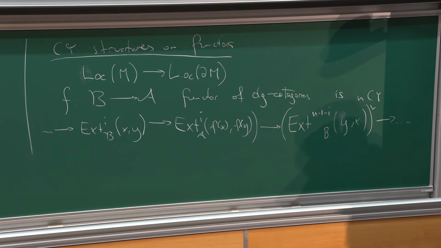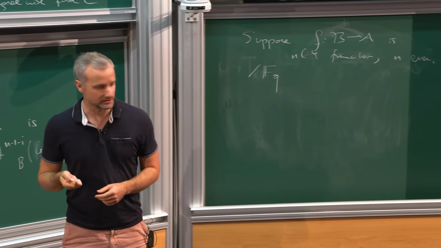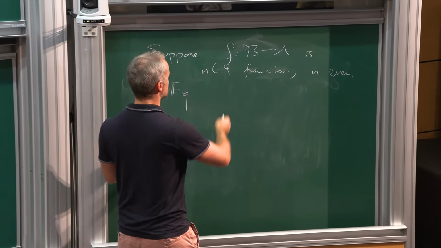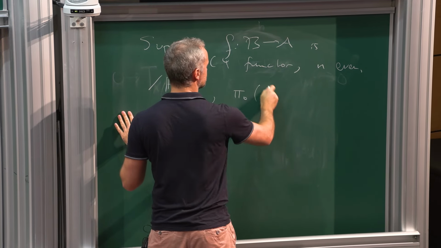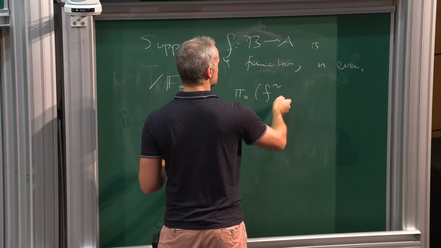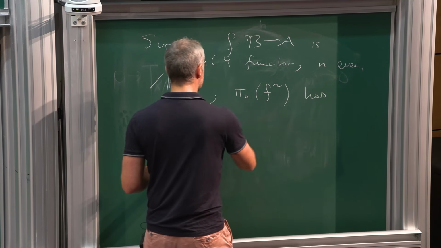Okay, so for one of these Calabi-Yau functors, n should now be even. It's over, maybe, a finite field. And I'll also need that the induced map on isomorphism classes, pi 0 of f, has finite fibers.